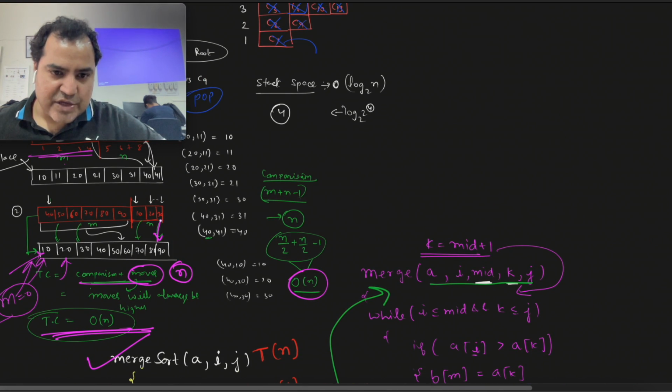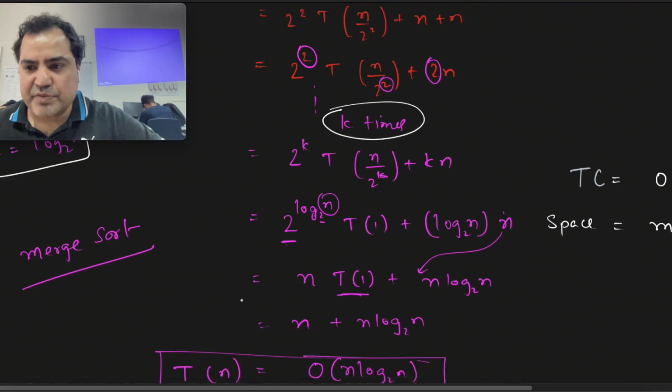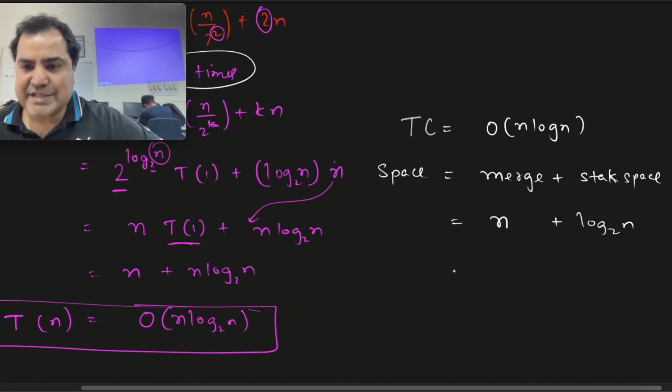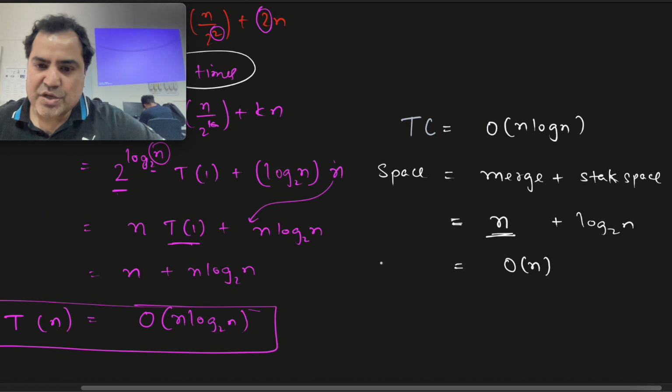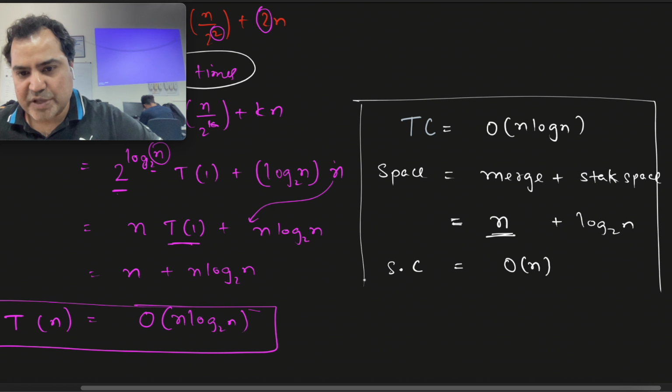Here also we are storing completely in an extra array, right? So that will be of the size of the input only, right? So that will take an n size array to hold the output. So that's how the space complexity of merge sort is order of n only, because n is greater than log n. So this is how time and space complexity of merge sort is defined.